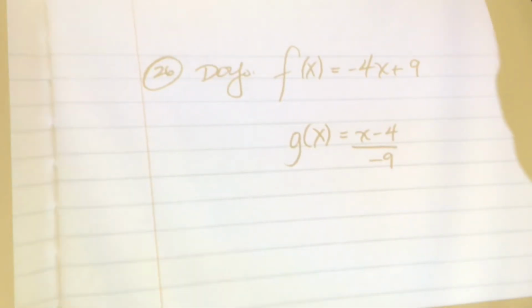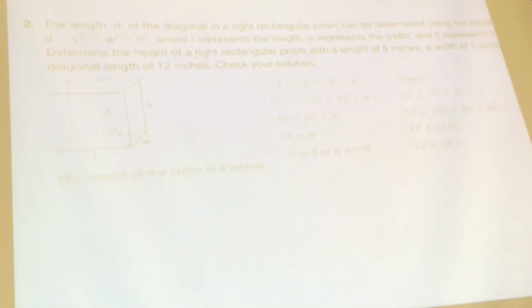My apologies. Example 2. I'm going to just walk you through this real quick. They tell us that the length of a diagonal of a right rectangular prism can be determined using this equation. Go ahead and write down this equation for me, please. D equals the square root of L squared plus W squared plus H squared. D equals square root of length, width, and height, all squared, and then add them up. Then all you need to write down is the length is 8, the width is 4, diagonal length is 12.